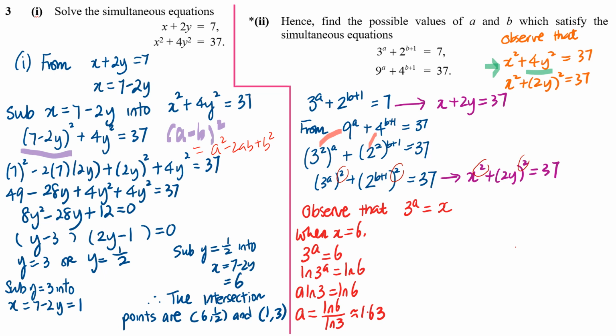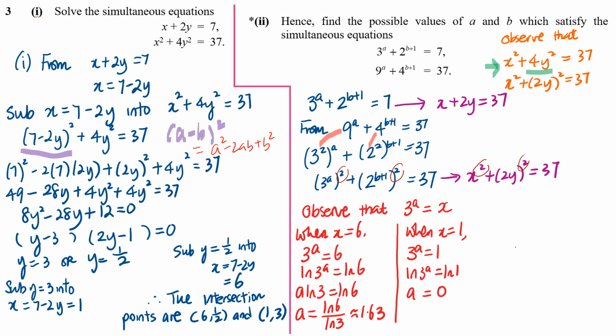Observe that 3 to the power a is equal to x, and we already found the answer for x in part 1. We found the answer for x to be 6 and 1. So when x is 6, 3 to the power a is equal to 6, and you can bring in lg or ln, doesn't matter, because on the calculator you have these functions ln or lg to help you evaluate the answer. For the second answer, when x is 1, do the same. So you will have two answers for the values of a.